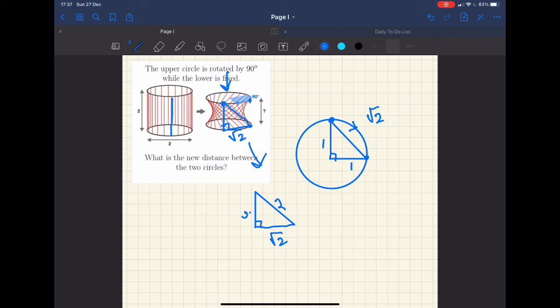If I call it x, then x squared plus root 2 squared is equal to 2 squared. Well, root 2 squared is just 2, so x squared is equal to 4 take away 2, which is 2. So x is equal to root 2. So this height will actually be root 2. There you go.